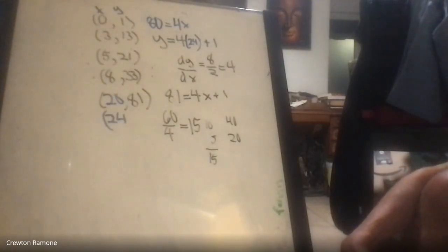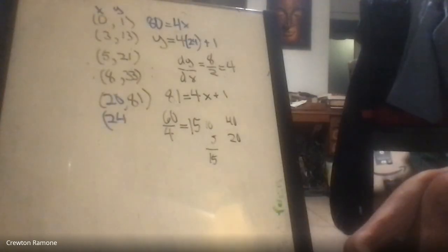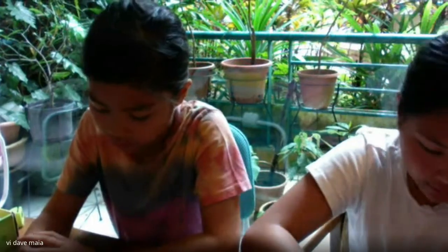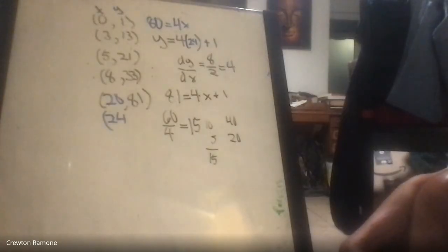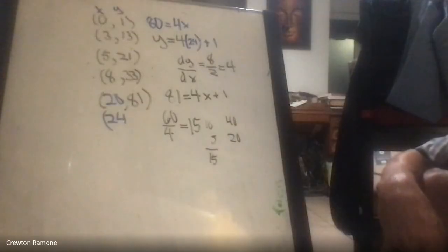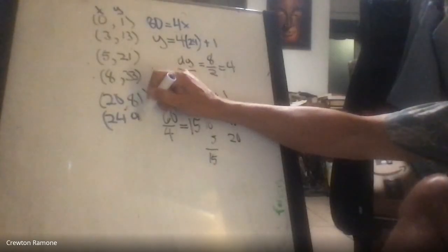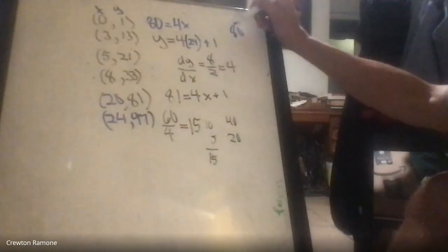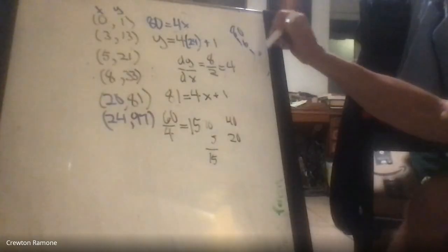Let me answer it. 24 times 4 first. There you go. Plus 1. David, what's 4 times 2? 4 times 2 is 8. 97. There you go. Is the right answer. Because 4 times 20 is 80 plus 16 plus 1.